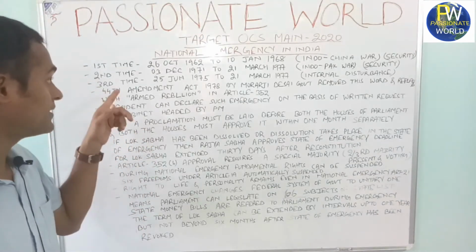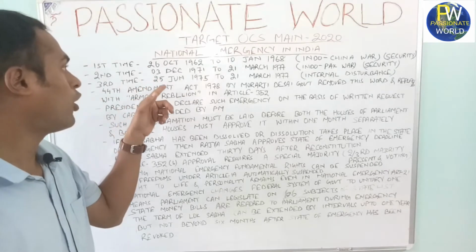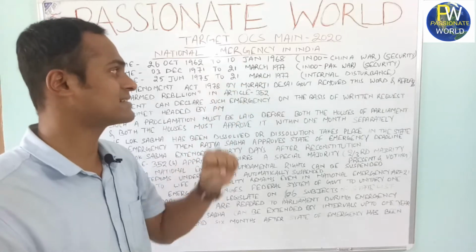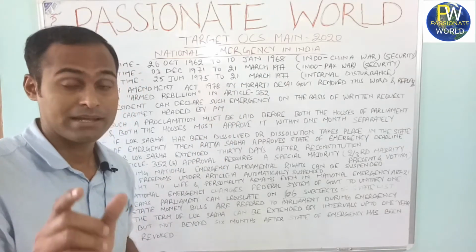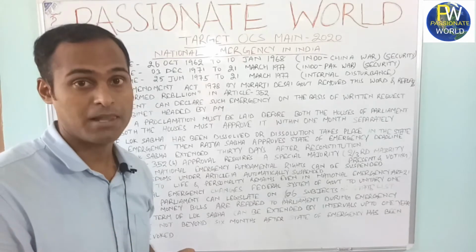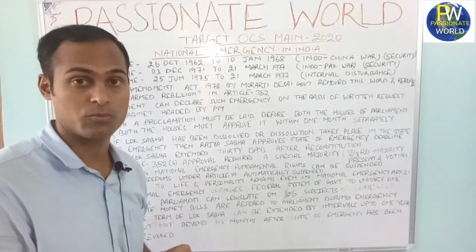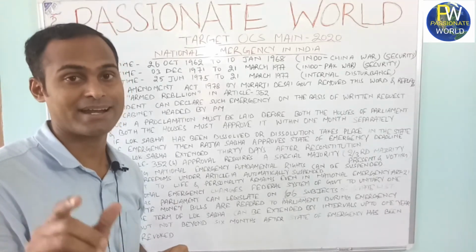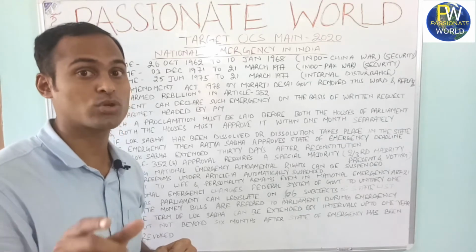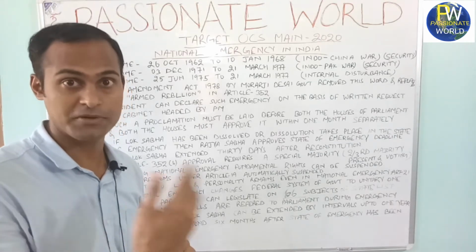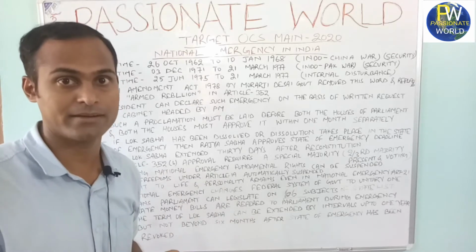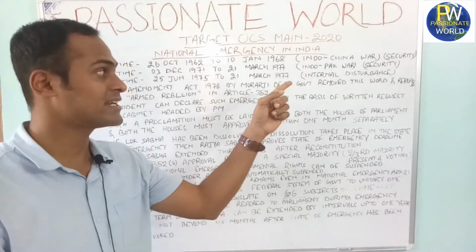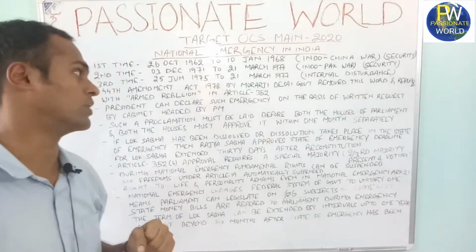See what happened with the third national emergency, from 25 June 1975 to 21st March 1977. Indira Gandhi took the help of the wording that existed prior to the 44th Amendment. It was mentioned as internal disturbance. She took the help of the term internal disturbance, and we will discuss later in the second part how she did the emergency.